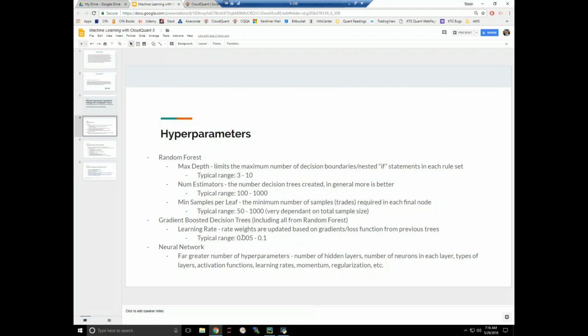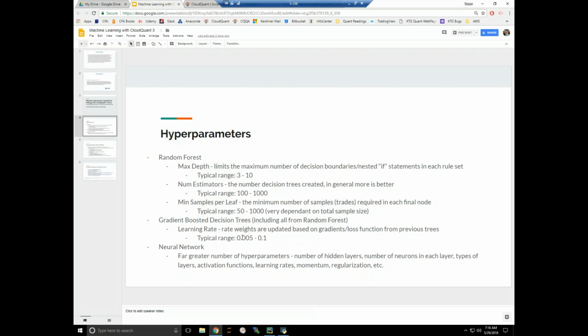Whereas with the random forest and the gradient boosted decision trees, if you tweak a hyperparameter and it's not perfect, it's not going to completely ruin the model. It's still going to perform pretty well. Whereas a neural net, it won't completely ruin the model, but it could dramatically change your results.